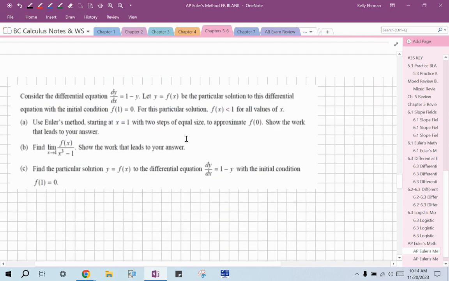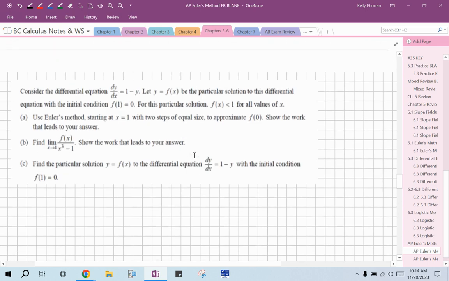All right, last problem. I think last problem. Here's dy dx. Y is the particular solution. Here's an initial condition. For this particular solution, f of x is less than 1 for all values of x, so that's interesting. We'll figure that out in a minute. Use Euler's method starting at 1 with 2 steps of equal size to approximate f of 0. Show work. Begin with delta x.